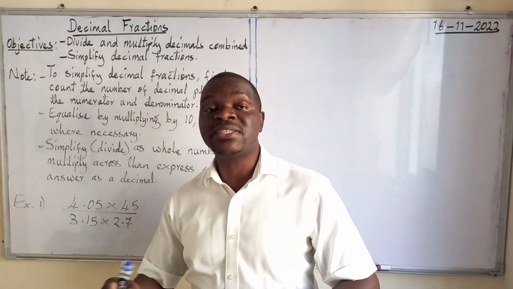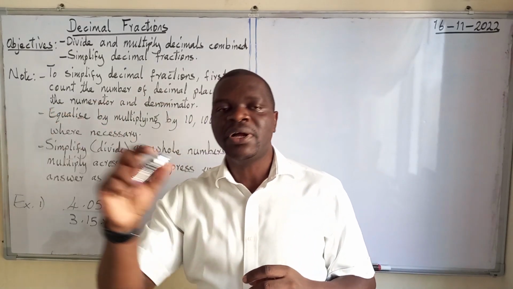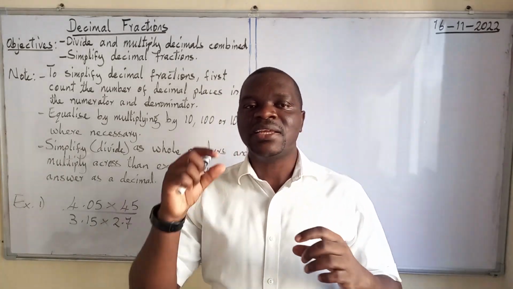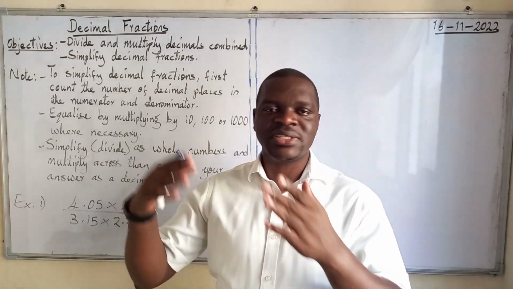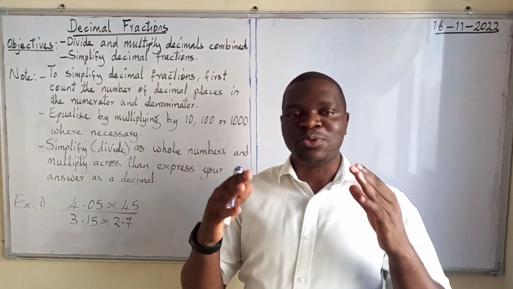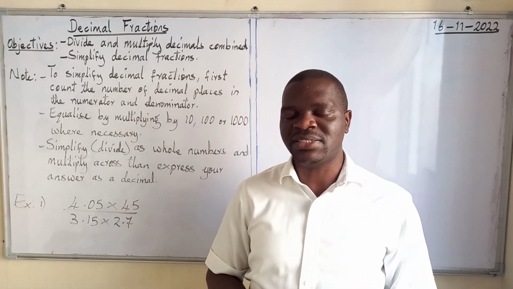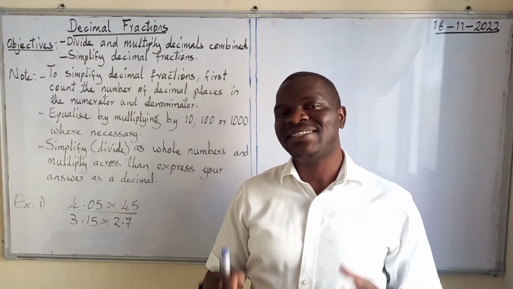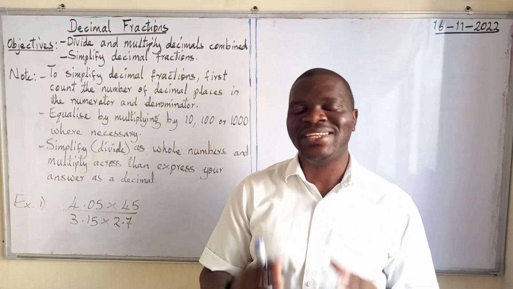The first thing you do is identify by counting the number of decimal places in the numerator as well as the denominator. The next thing to do is to equalize this number of decimal places by multiplying either by 10, 100, 1,000, 10,000, depending on the number of decimal places. And the last thing is to simplify or divide the numbers that you have as whole numbers, not as decimals. And at the end of it, you multiply across and express your answer as a decimal. So we go into practice so that you can understand better how to manipulate these numbers.